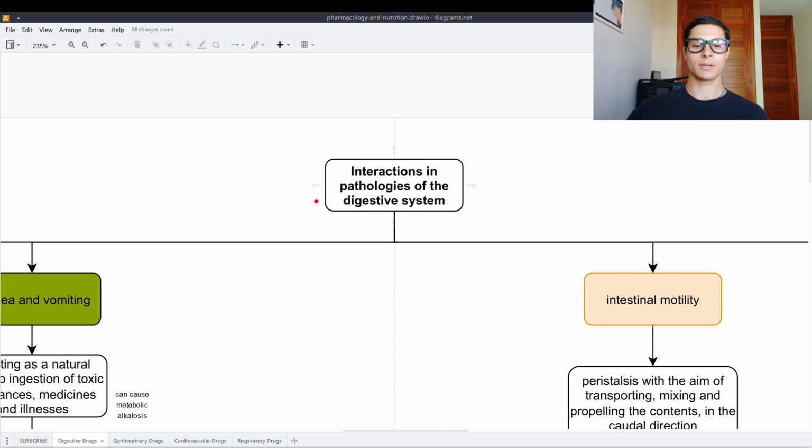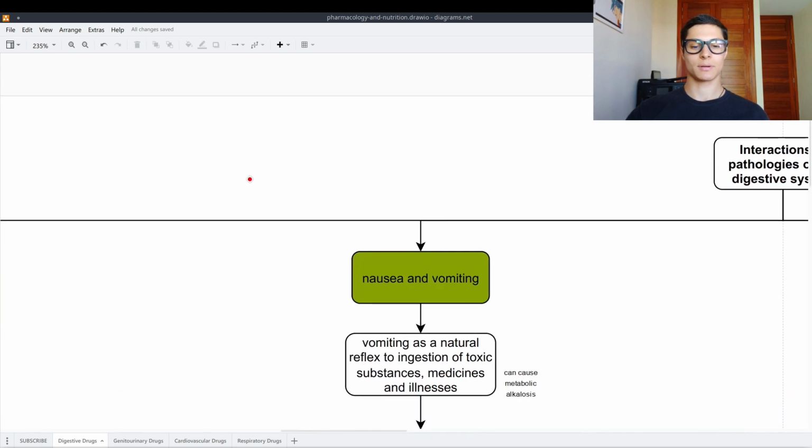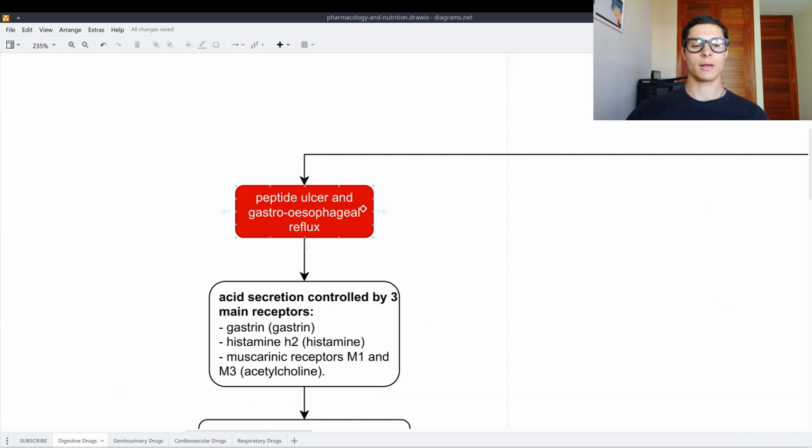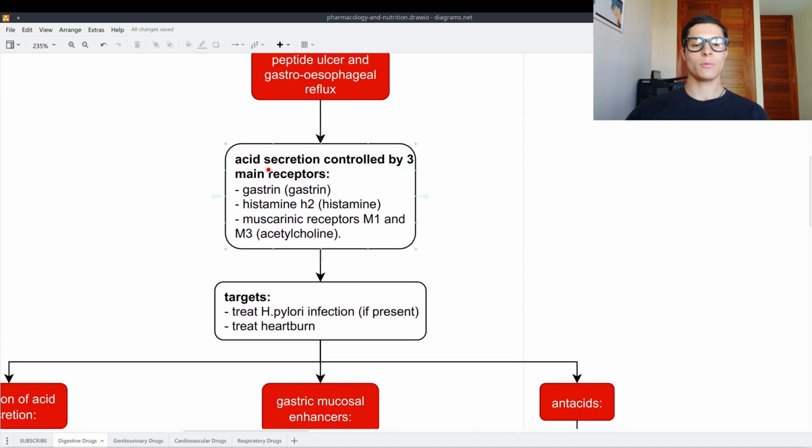Today we're going to continue the pharmacology series of videos and we're going to take a look at the digestive system drugs. So the drugs we use in the digestive system. So let's begin. Interactions in pathologies of the digestive system, to treat the peptic ulcer and the gastro-esophageal reflux. Let's take a look. So there are three ways of controlling the acid secretion.